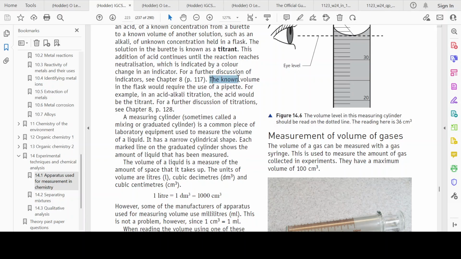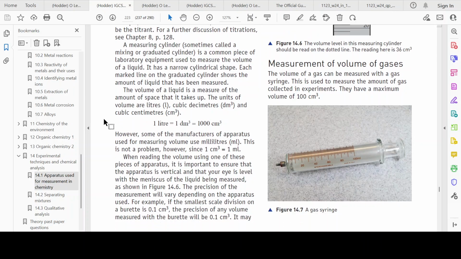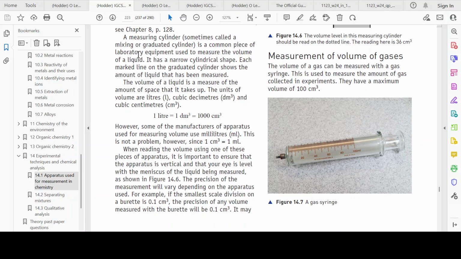Okay. The known volume in the flask would require the use of a pipette. For example, in acid alkali titration, the acid would be the titrant, and that would go into the burette. A measuring cylinder, sometimes called a mixing or graduated cylinder, is a common piece of laboratory equipment used to measure the volume of a liquid. It has a narrow cylindrical shape. Each marked line on the graduated cylinder shows the amount of liquid that has been measured.